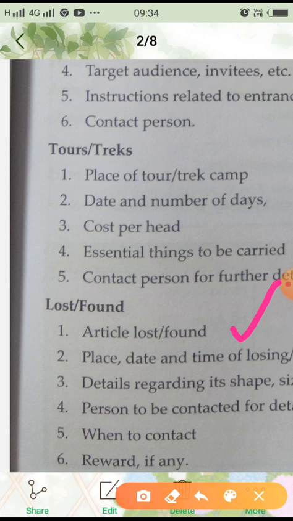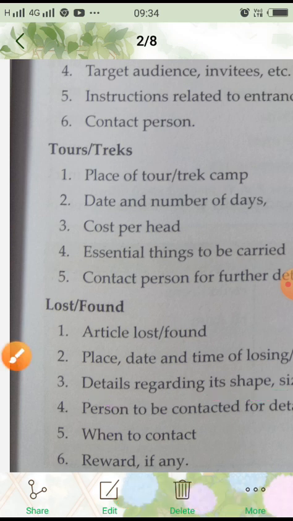And then second thing, place, date and time of losing, that is at which place you have found or lost the thing, and on which date and time of losing. So all these things can be mentioned in this. And then third point is detail regarding its shape and size.